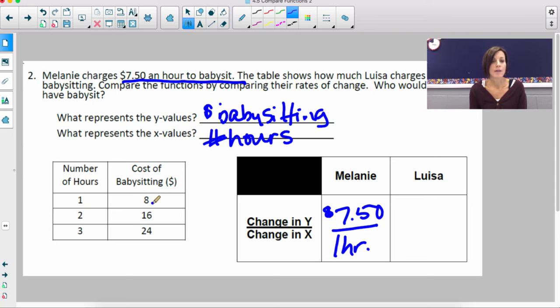So Louisa we have to find. It looks very easy to find. That's $8 per hour for Louisa. Back to the question in the problem. Don't forget to go back. Who would you have babysit?